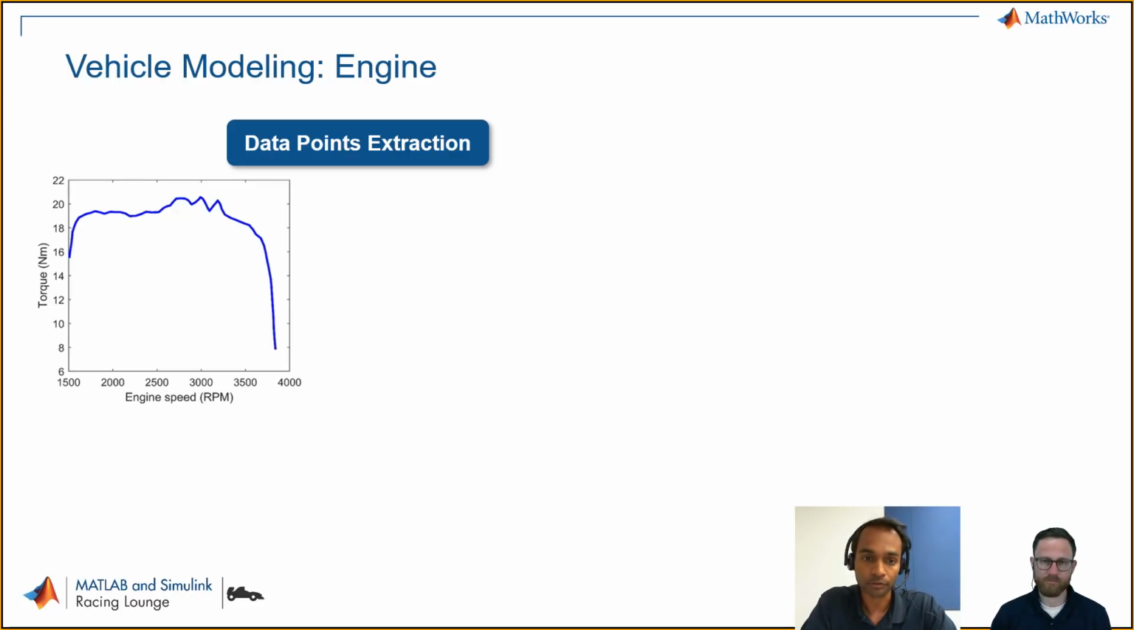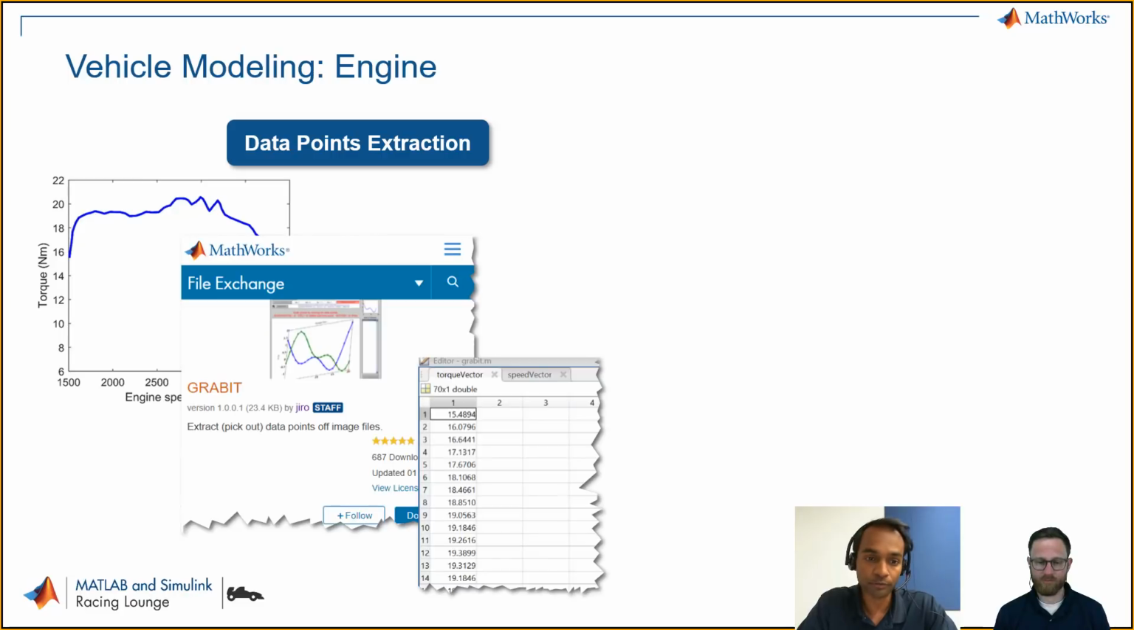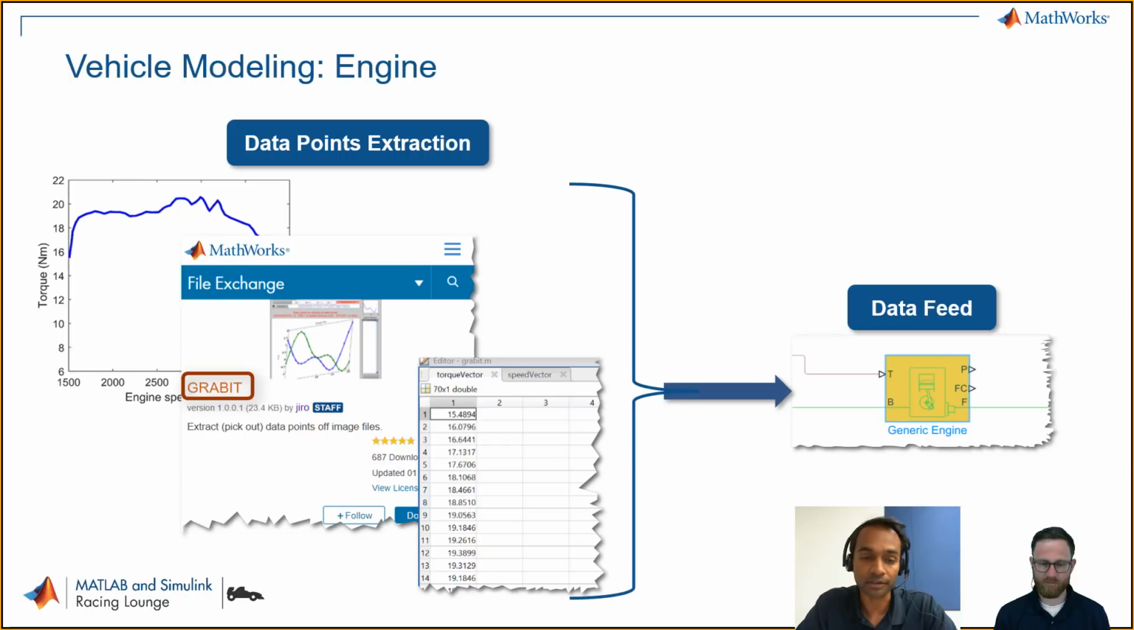All right. So you can use one of the file extensions called Grabit. Using Grabit, you can extract these data points, and then these data points you can feed into the generic engine. That's cool, because typically people will have data sheets of their components, and this is a very cool approach to get it from an image data sheet into your model.